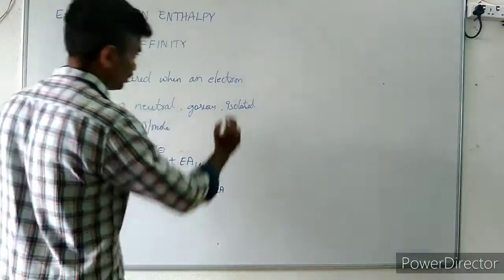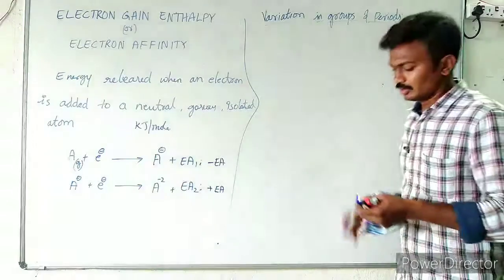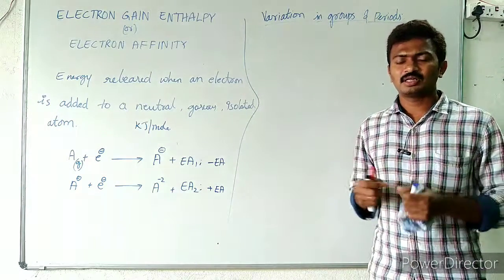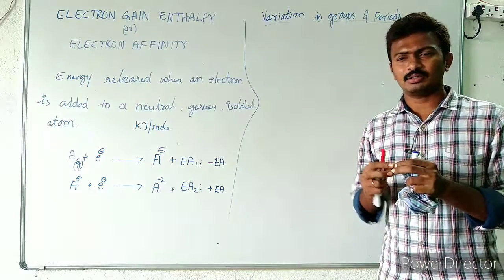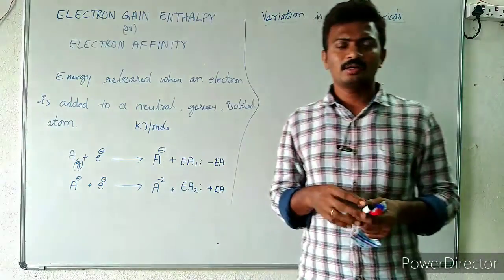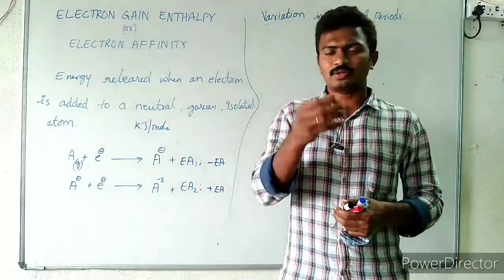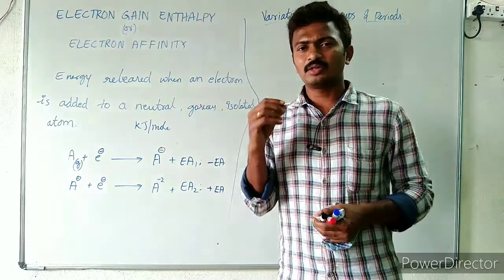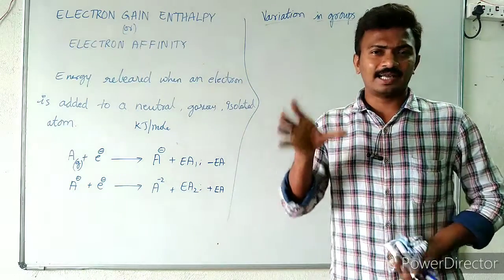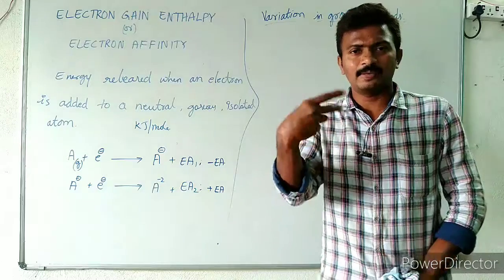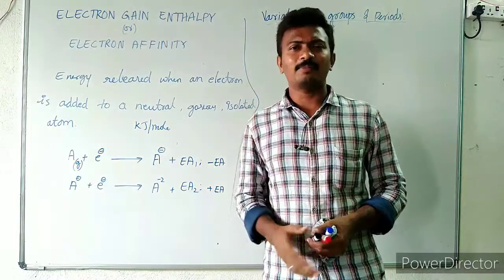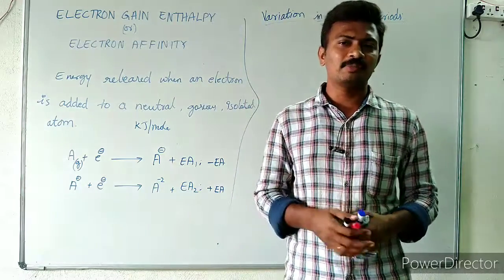Let us see its variation in groups and periods. In a group, if you go from top to bottom, you know that the size increases, therefore the nuclear attraction on the valence electrons will decrease. You can easily understand that when an electron is being added to the next element, the size increases, therefore the nuclear attraction on the added electron will decrease. If the attraction or the affinity decreases, the liberated energy also decreases. So we can expect that in a group from top to bottom, the amount of energy liberated will decrease.